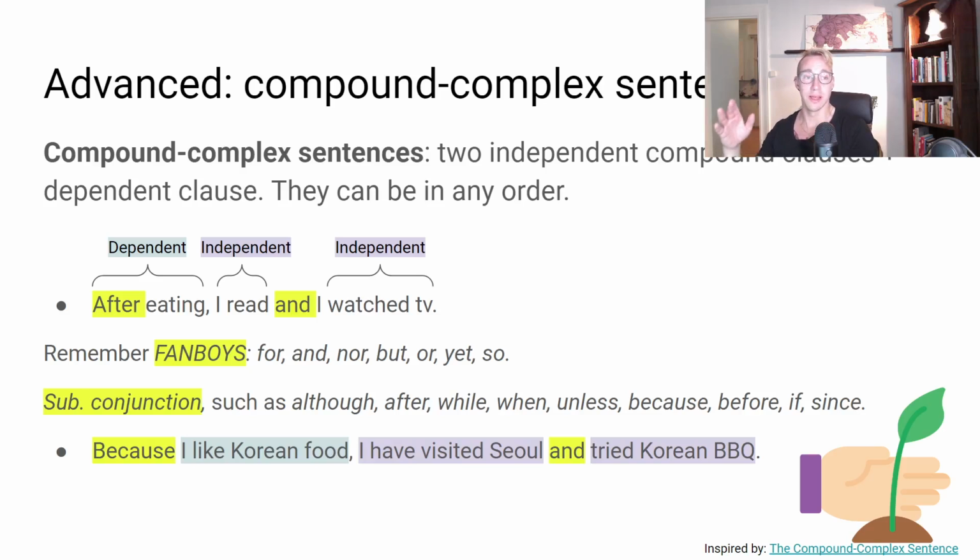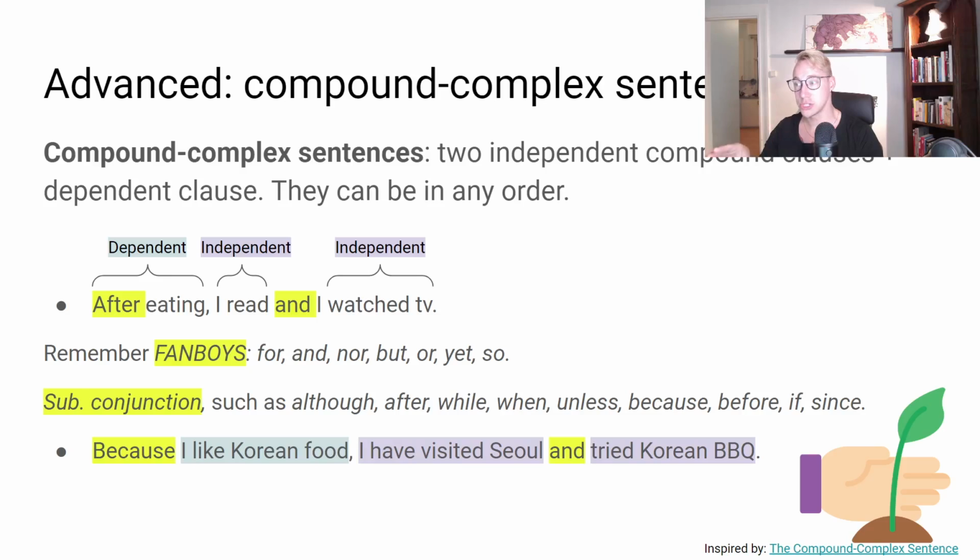All right, so that could actually be a fully standalone sentence if someone asks you, "Oh wow, why did you order Korean barbecue?" You could say, "Well, because I like Korean food," full stop. But in this case, when we carry on using the reasoning here and want to extend it, it becomes a dependent clause. Looking at the rest, "I have visited Seoul and tried Korean barbecue," we have two independent clauses connected together using the fanboy "and."